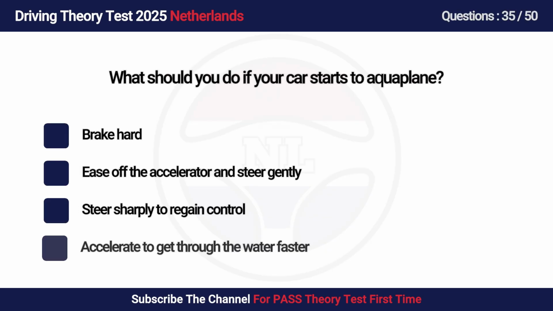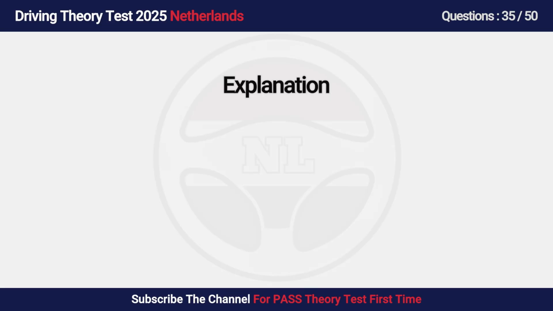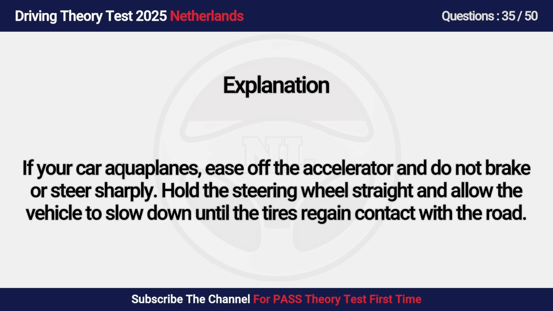Question 35. What should you do if your car starts to aquaplane? A. Brake hard. B. Ease off the accelerator and steer gently. C. Steer sharply to regain control. D. Accelerate to get through the water faster. Answer is B. Ease off the accelerator and steer gently. If your car aquaplanes, ease off the accelerator and do not brake or steer sharply. Hold the steering wheel straight and allow the vehicle to slow down until the tires regain contact with the road.